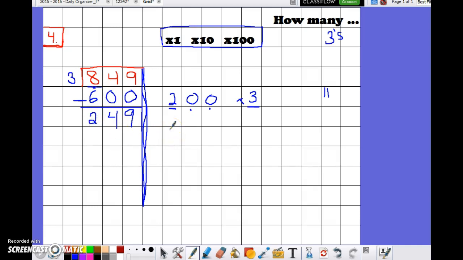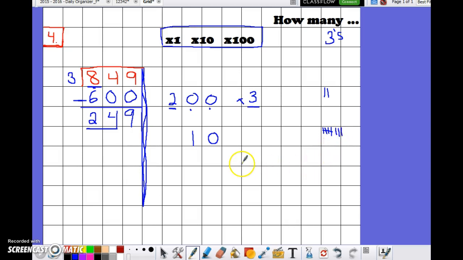Can I fit any more 100s inside of 249? I can't, because 100 times 3 is going to be 300, which means I move on to the next place value of 10. Only I'm not just going to take out 10, I'm going to take out as many 10s as I possibly can until I get up to, but not over, 24. I have to skip count again by 3 to see how many 10s actually can fit in to the number 24. 3, 6, 9, 12, 15, 18, 21, 24.